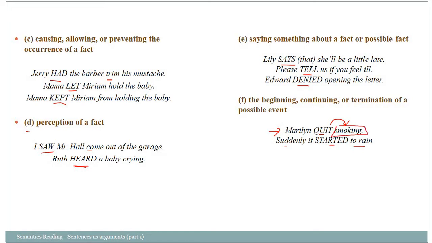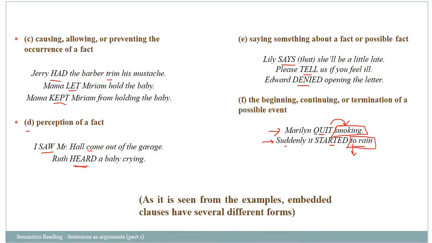So "quit smoking" here is a gerund clause. And the second sentence has an infinitive clause with to. You can see it here. So these are also embedded clauses, even if they are only gerund or infinitive. As seen from the examples, embedded clauses have several different forms. They might be gerund, they might be infinitive, they might be a full sentence, or they might even be a question.